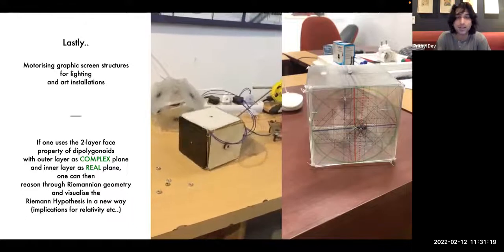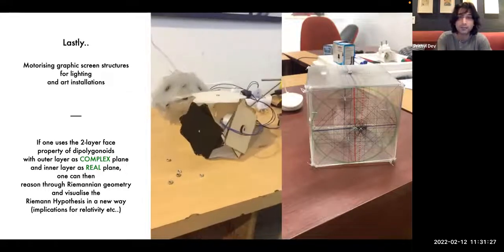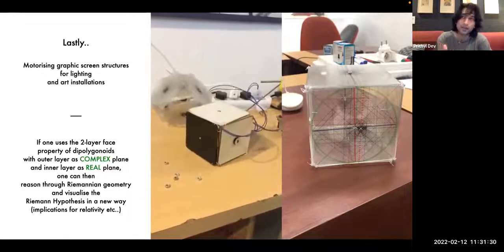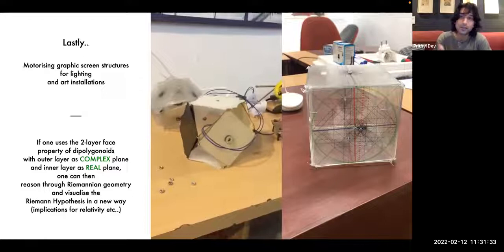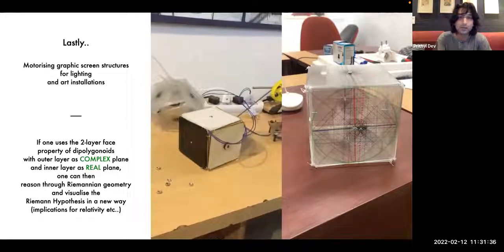lighting and art installations. And then I was just thinking, again, way out of my depth, but because these are dipolygonoids and each face has two layers, one can think of the inner layer as a real plane and the outside layer as a complex plane, and just see what kind of graphs and different patterns one can come out of that. I was thinking of just slapping on the Riemann hypothesis. There's a video by 3Blue1Brown on YouTube showing this really good visualization of the Riemann hypothesis with this critical line on the half line of the x and y in the complex plane.